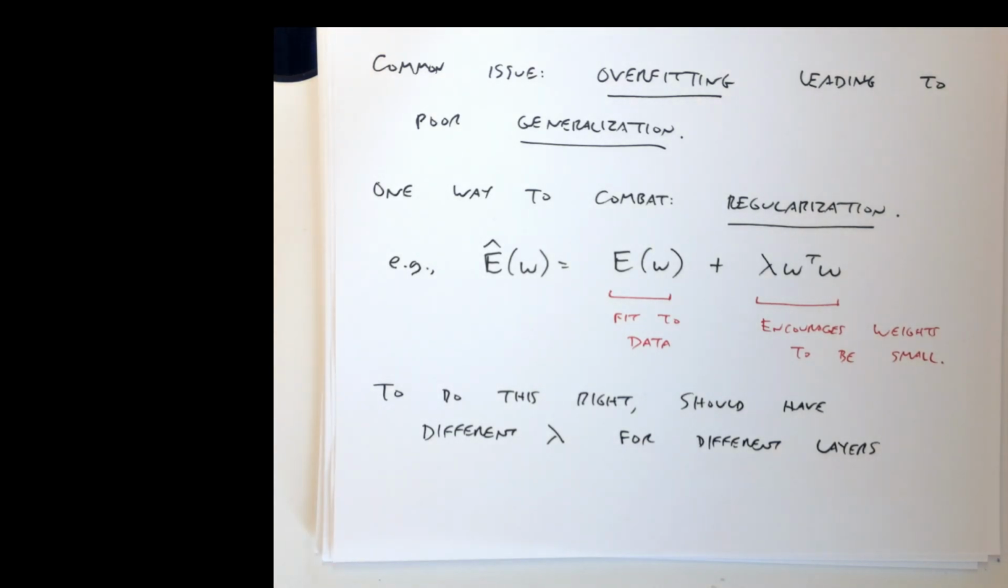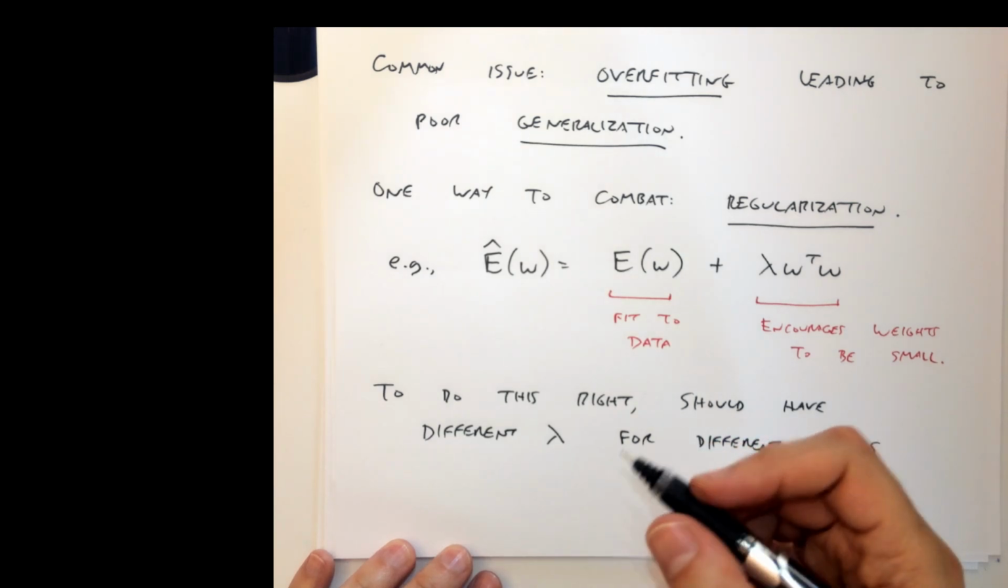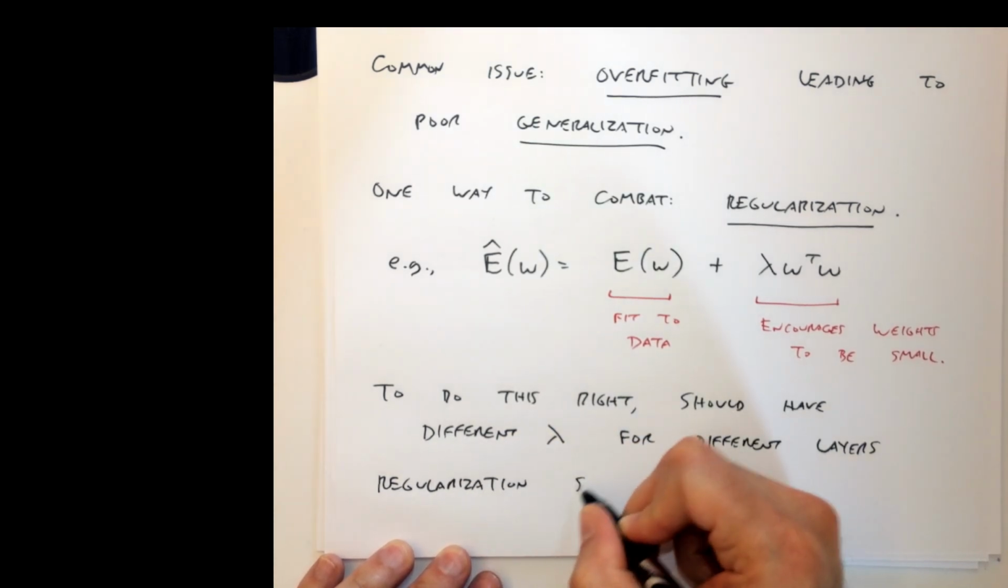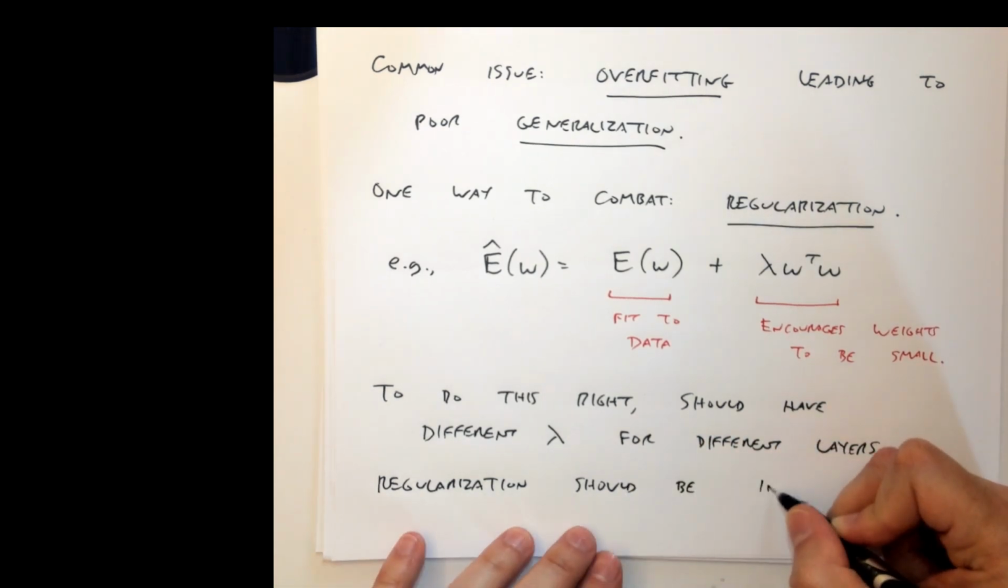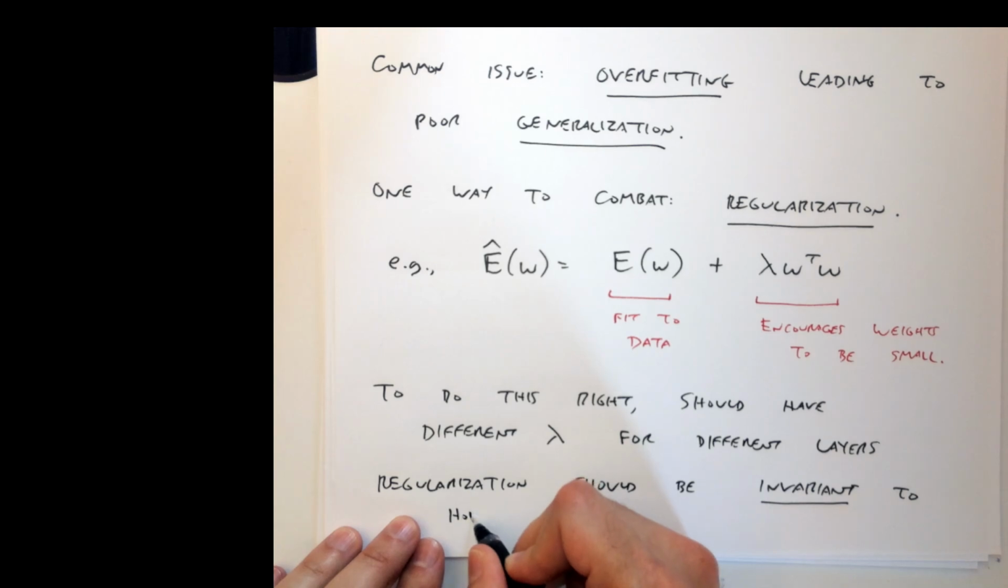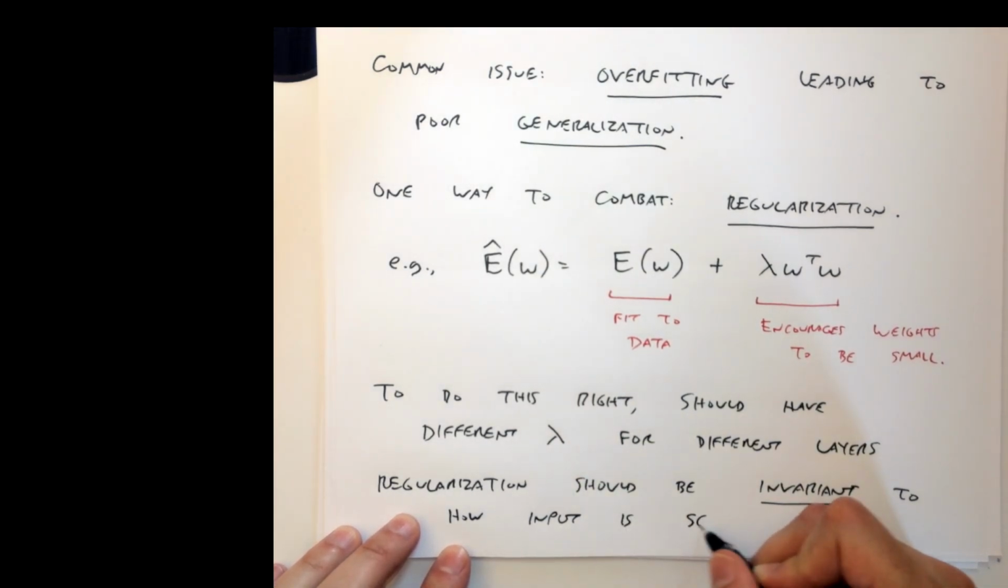Also, one thing to think about is that if I were to rescale my data, right? We were talking about this issue of millimeters versus kilograms before. If I change how I scale my input data, that will also have an effect on what these weights are, and maybe the lambdas shouldn't have to be tuned depending on how I scale my input. So what I'm saying is that the regularization that you use should be invariant to how the input is scaled, right?